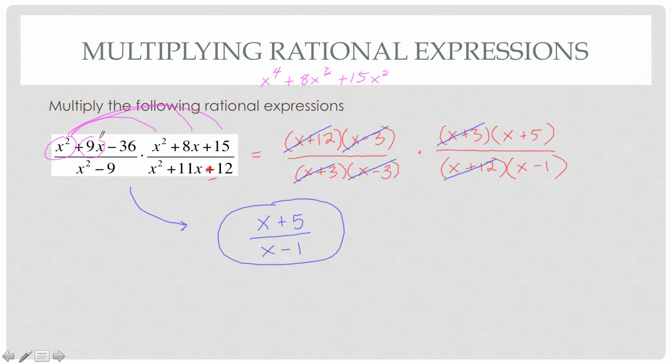Then I go to the 9x. 9x times x squared gives me plus 9x to the cube. And then 9x times 8x gives me plus 72x. And then 9x times 15 gives me 135x. Now, I'm not even going to go any further because we still have the negative 36 to go through.